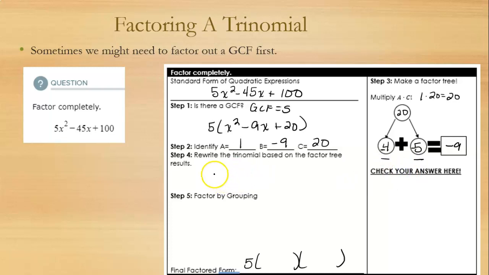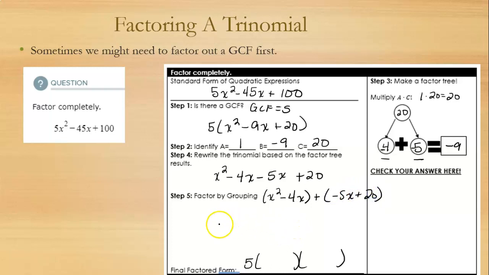Now we're ready to rewrite. We keep the x squared the same. We replace 9x with negative 4x and negative 5x, and we bring down the plus 20. Now we're ready to factor by grouping. We group our first two together, x squared minus 4x, and our second two together. Remember, I always put a plus in the middle, even though the 5 is a negative. That's going to go on the inside of the parentheses.